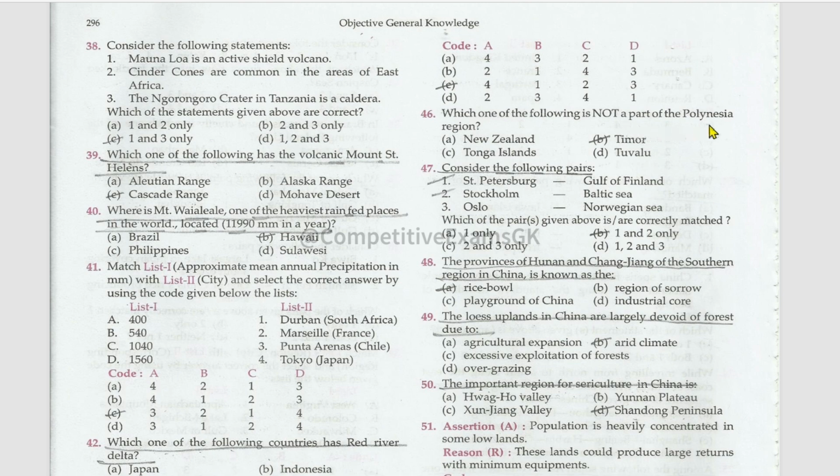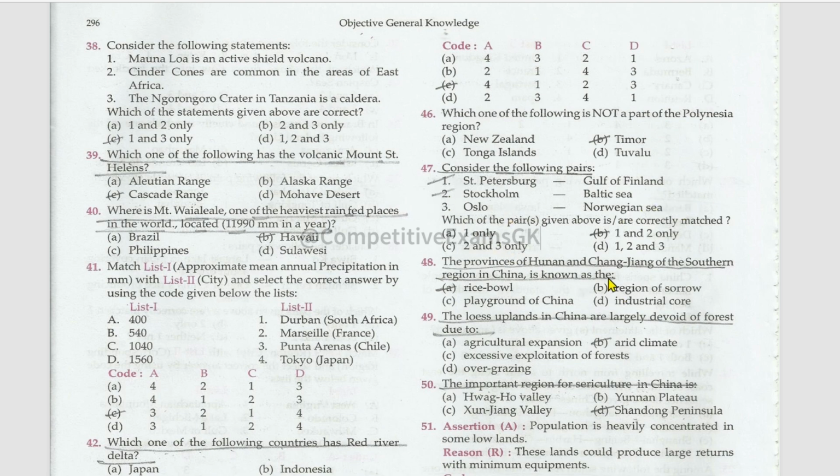Which one of the following is not a part of the Polynesia region? That is Timor. Consider the following pairs. Which of the pairs given above are correctly matched? St. Petersburg, Gulf of Finland, right. Stockholm, Baltic Sea, right. Oslo, Norwegian Sea, no, false. 1 and 2 are correct.